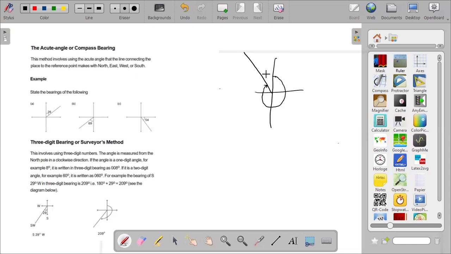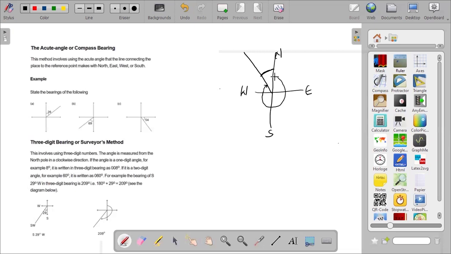It is this acute angle here, which is an angle less than 90 degrees. This acute angle I need to measure. And once I measure it, then I report in terms of the cardinal point. This is north, this is south, this is west, and this is east.